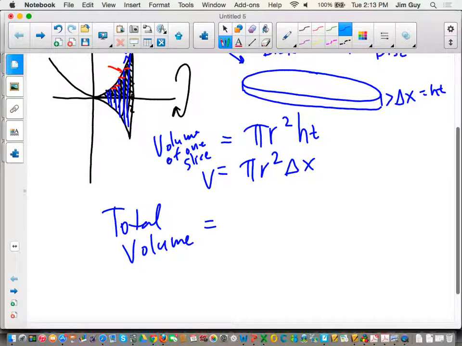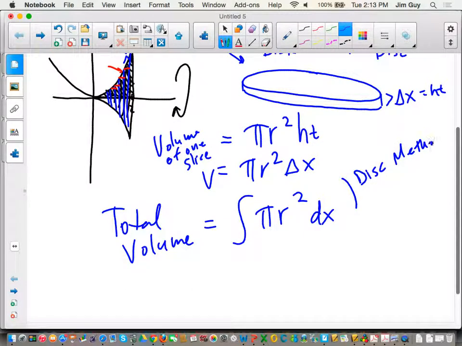So it's the integral that's going to add up all of these slices, these discs, and instead of using delta x, we use integral notation, we use dx. This is it. This is the volume formula. This is the disk method again. That's the equation right there for the volume of a three-dimensional shape using the disk method.